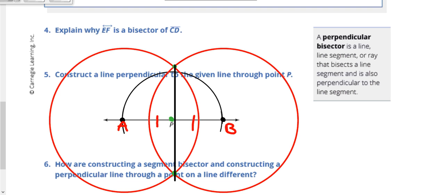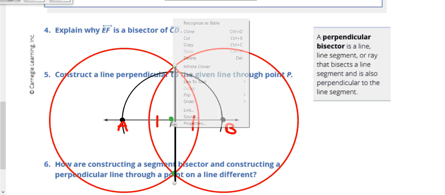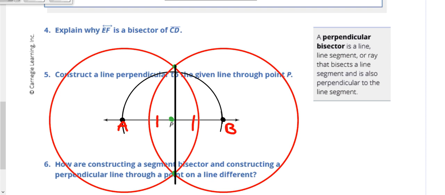And I'm off a little bit just because I'm doing this on the smart board. Okay? But hopefully it's pretty close. It goes through the 3 points. Okay? Now you have just constructed a perpendicular line segment, I should say. There we go. A perpendicular line to line P, and it happens to bisect line segment AB.